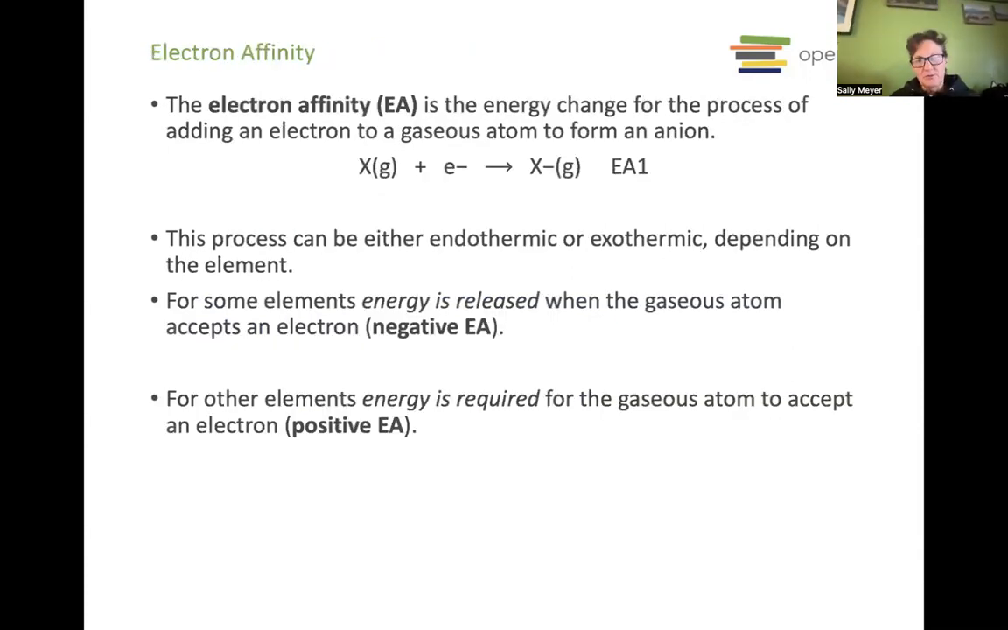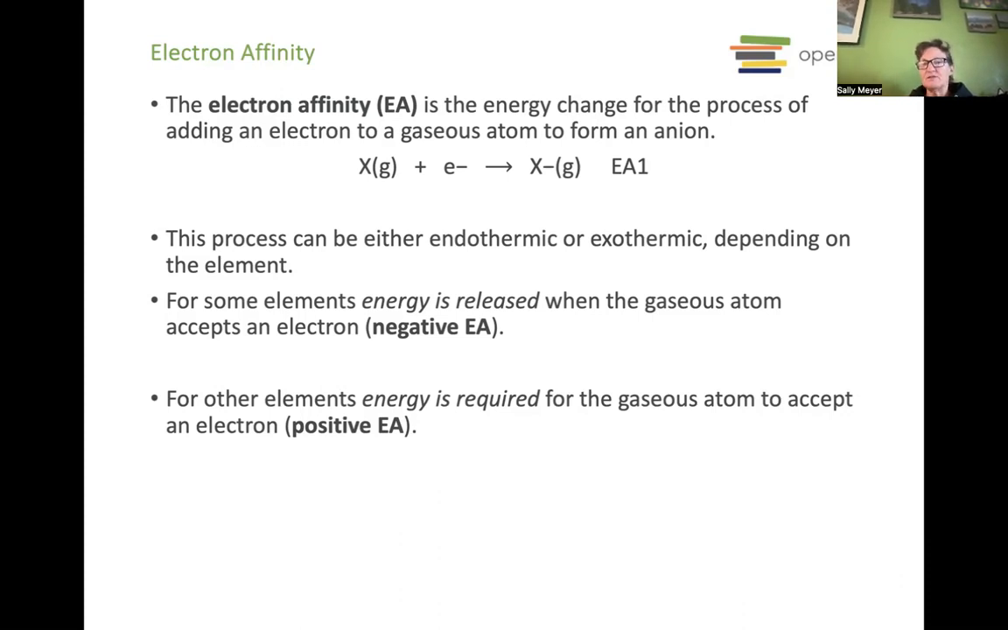So the last property we're going to talk about is called the electron affinity. Similar to the ionization energy, but not exactly the same. So the electron affinity, EA, is the energy change for the process of adding an electron to a gaseous atom to form an anion. So you start with a neutral gaseous atom, you stick an electron on, and you get a negatively charged anion. This process can either be endothermic or exothermic, so it depends on the element.